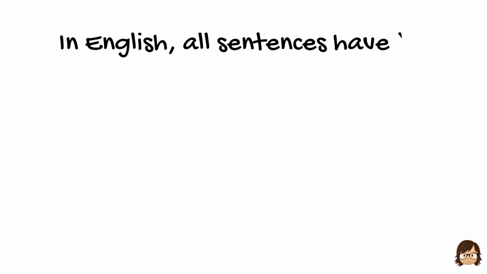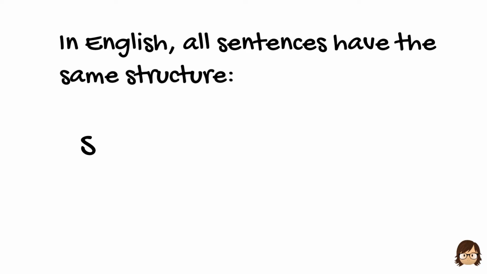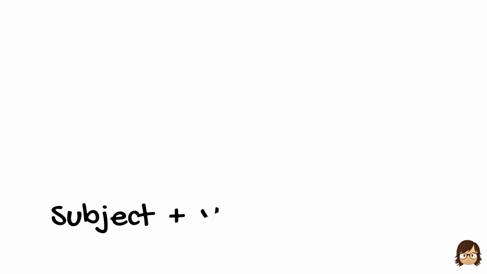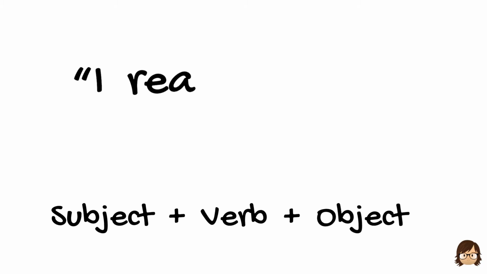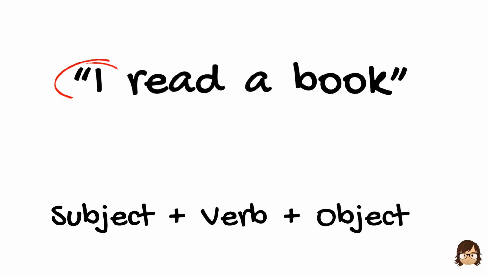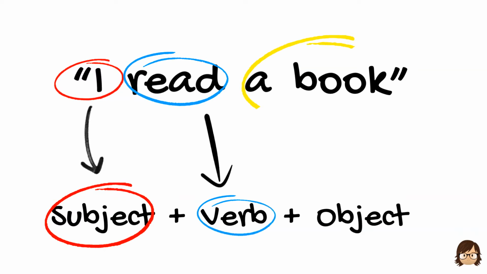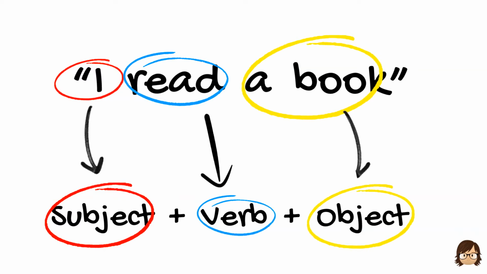In English, all sentences have the same structure. Subject plus verb plus object. For example, I read a book, where I is the subject, read is the verb, and a book is the object.